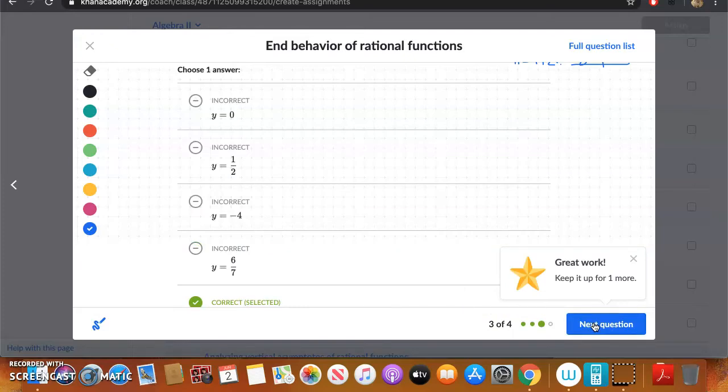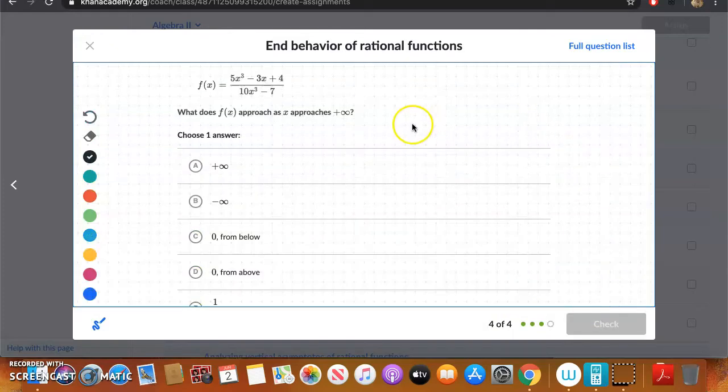Let's do another one. Here, again, we could do the same thing we did, which is graph this. We can graph it. So let's graph it.